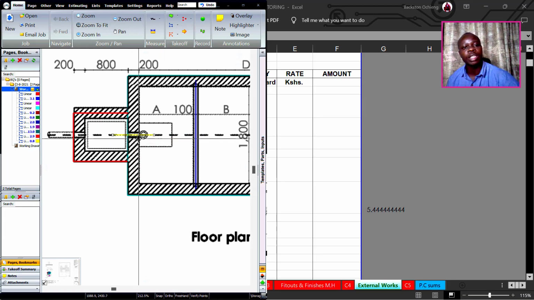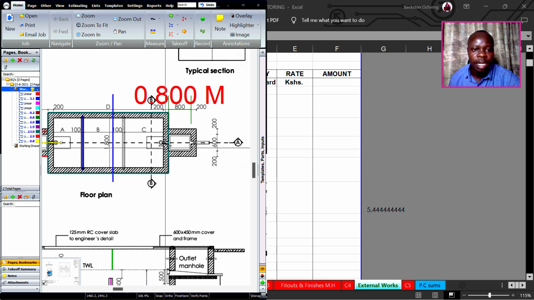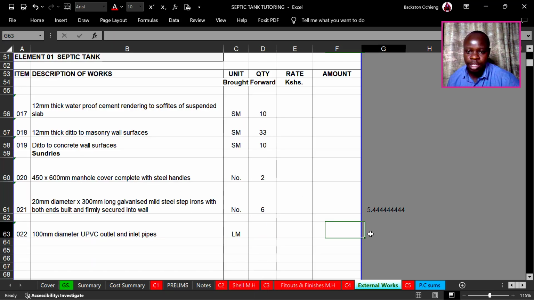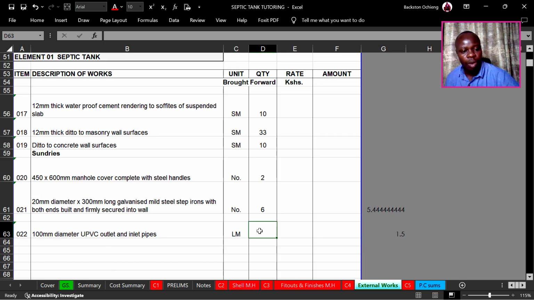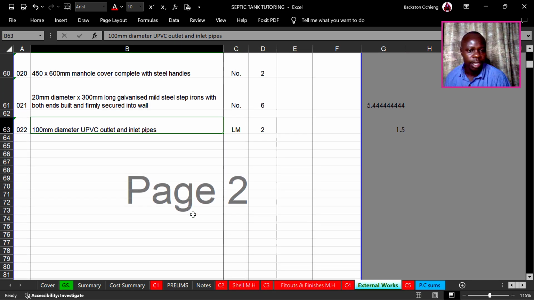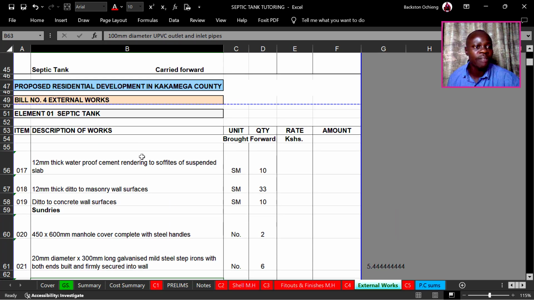Okay, so we'll take 700 and 700. Let's take 750 on one end and 750 on the other end. So that is equal to 0.75 multiplied by 2. That is 1.5 meters. So let's take 2 meters instead. All right, so that is the end of the estimation.